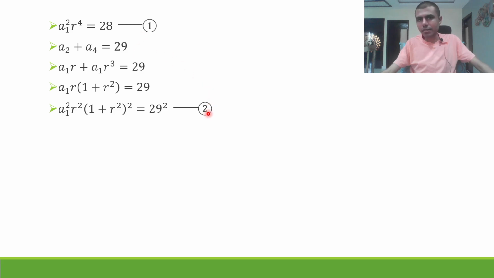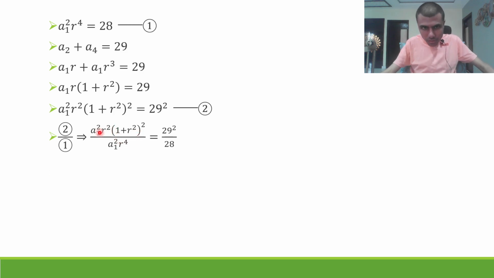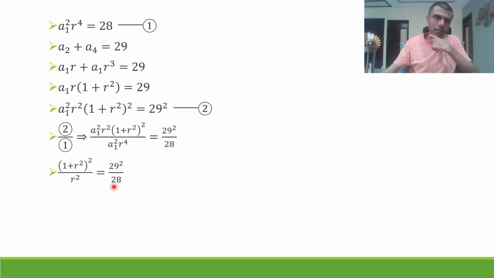Fine. Now this is equation 1 and this is equation 2. Just do equation 2 by equation 1. A1 square will get cancelled. So R square into 1 plus R square whole square, and also you see R square is here, R power 4 is there. So 2 R's will get cancelled, and R power 2 will remain in the denominator. So I'll get 1 plus R square whole square by R square is 29 square by 28. Okay. Now if you apply square root here, what you will get is 1 plus R square by R is nothing but 29 by root 28.